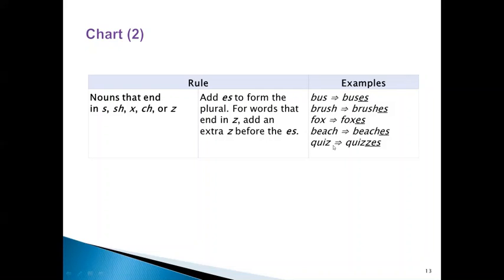Quiz, which ends in z. We said that when we find z at the end, before adding es, we should double the z. We should add z, and then we add es. So quiz, quizzes. So this is the rule of the second chart, which explains the nouns that end in s, sh, x, ch, and z.